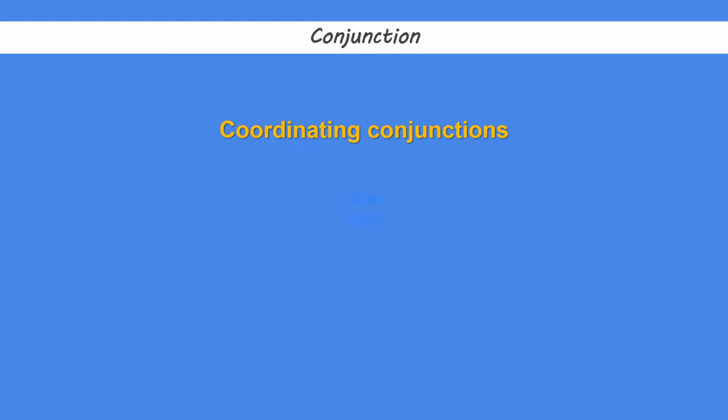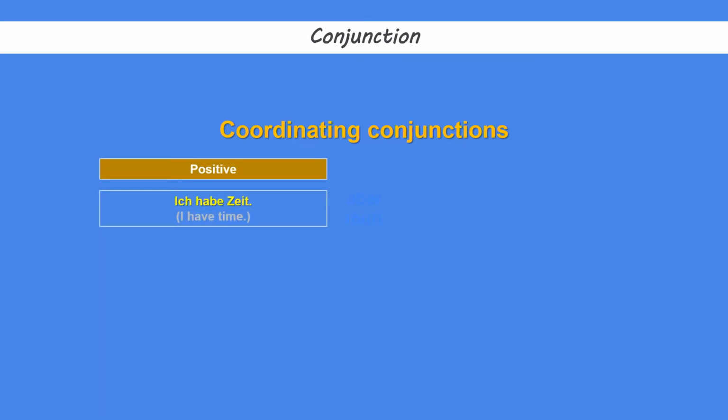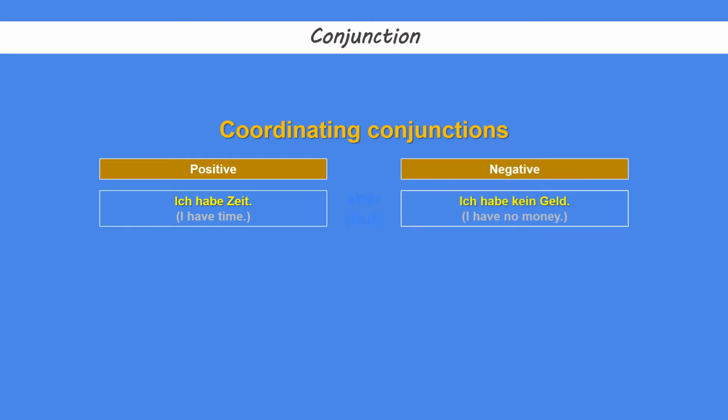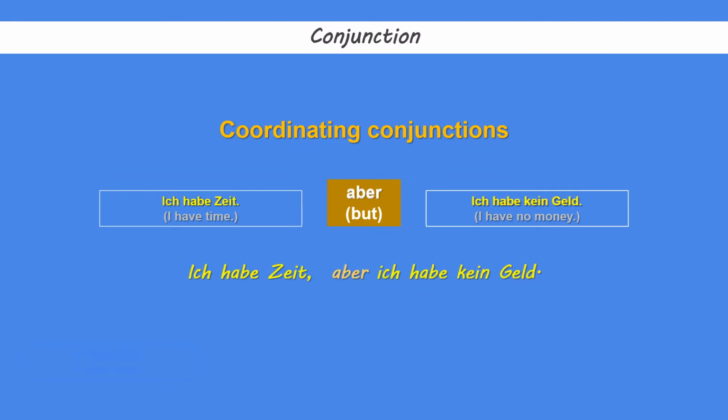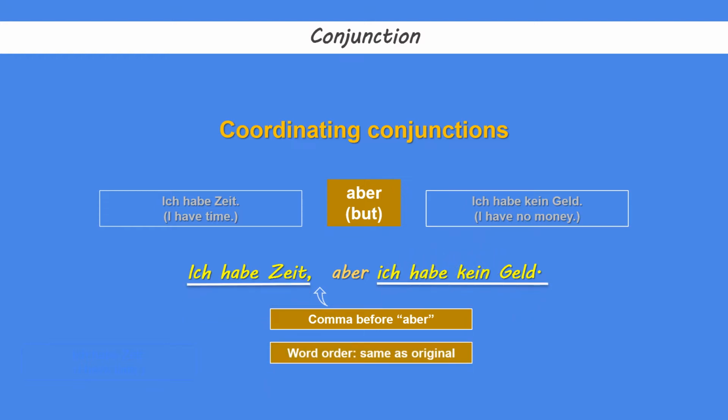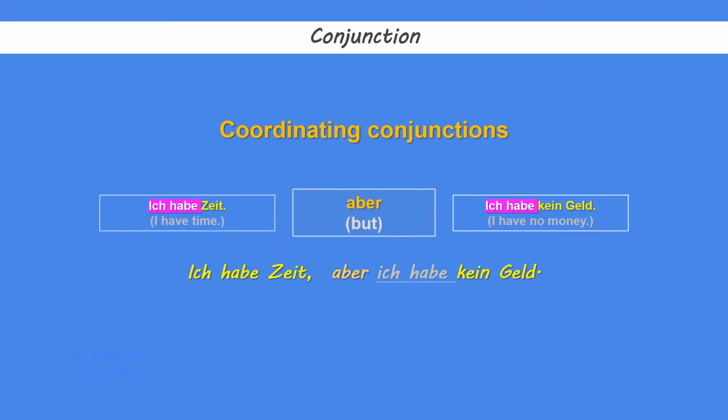Ich habe Zeit. I have time. Ich habe kein Geld. I have no money. Ich habe Zeit, aber ich habe kein Geld. Ich habe Zeit, aber kein Geld.